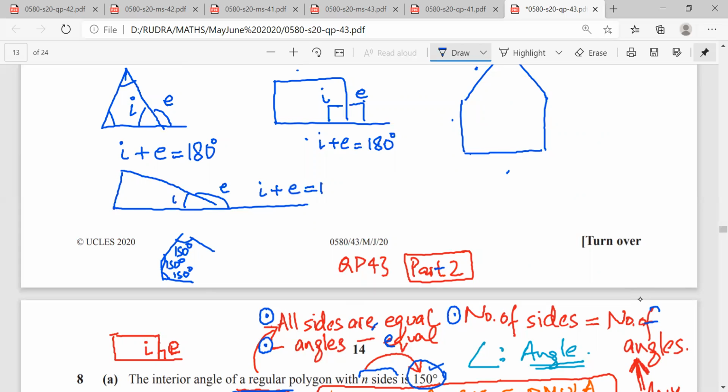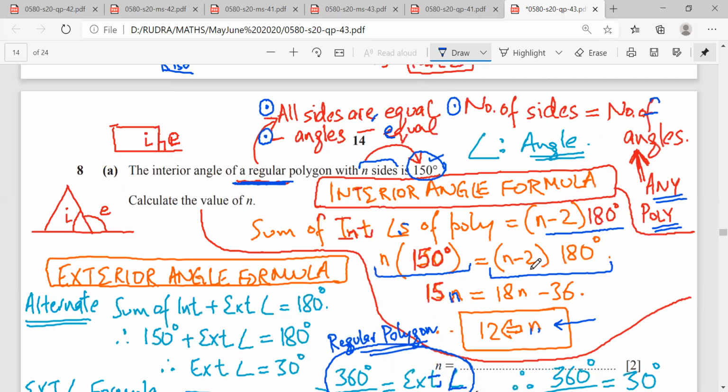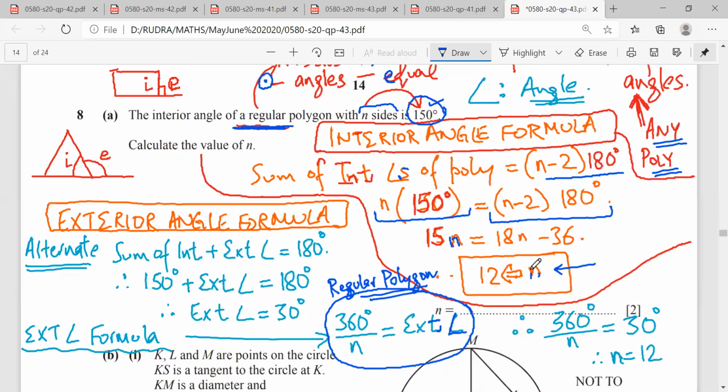That implies that this fundamental property, interior angle plus exterior angle is equal to 180 degrees, is true for any polygon. It can be an irregular polygon also. All you need to take care of is whether the property you are using is true for a regular polygon only, or is true for any irregular polygon also. So this property, that the sum of interior plus exterior angle is equal to 180 degrees, is true for any polygon.